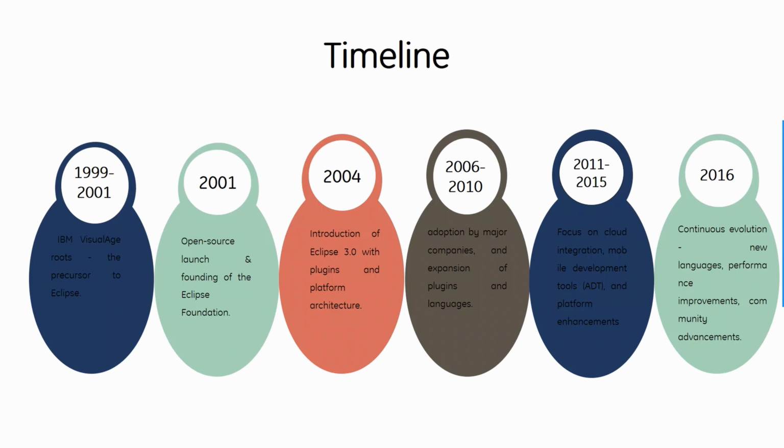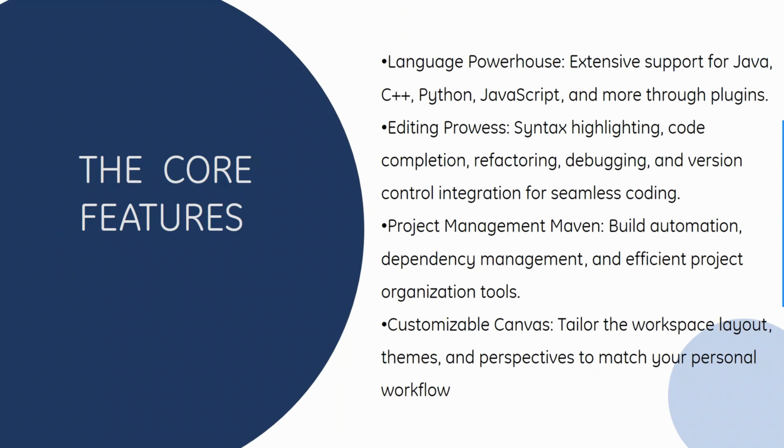In 2016, we have continuous evolution, new language support, performance improvements, community and advancement. This is the same even for 2024. It is still continuously evolving according to the languages we are preferring, and even the community has increased. So what are the core features of Eclipse?